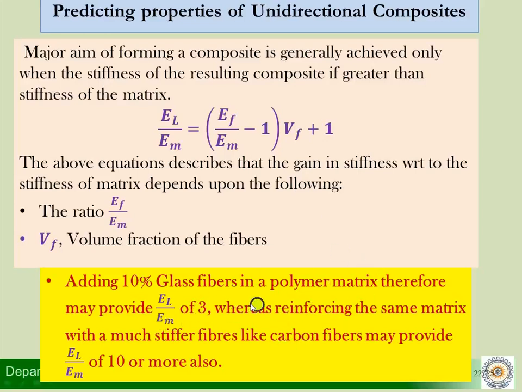But when, for the same volume fraction of 10%, I replace this with carbon fibers, the gain in stiffness is almost 10 times. So we understand that this gain in stiffness is actually dependent upon two parameters: the ratio of the stiffness of the fiber which we are using to that of the matrix. So using a stiffer fiber will give me a better gain in the resulting stiffness of the composite material. Okay.